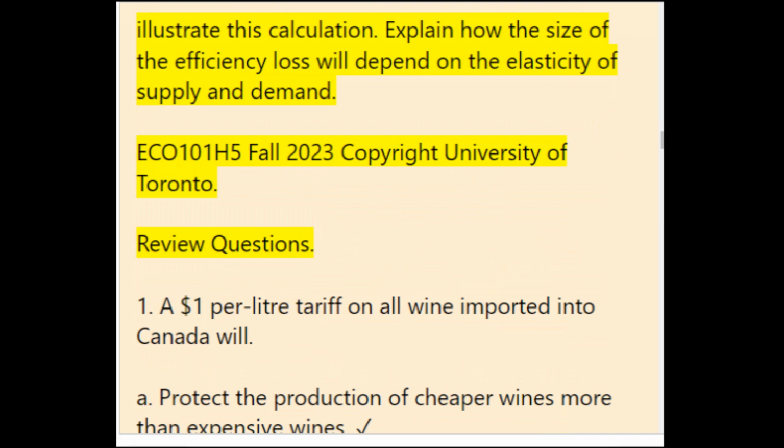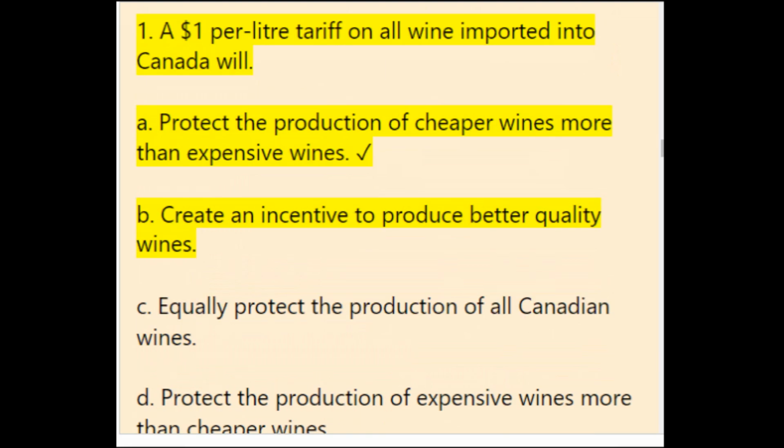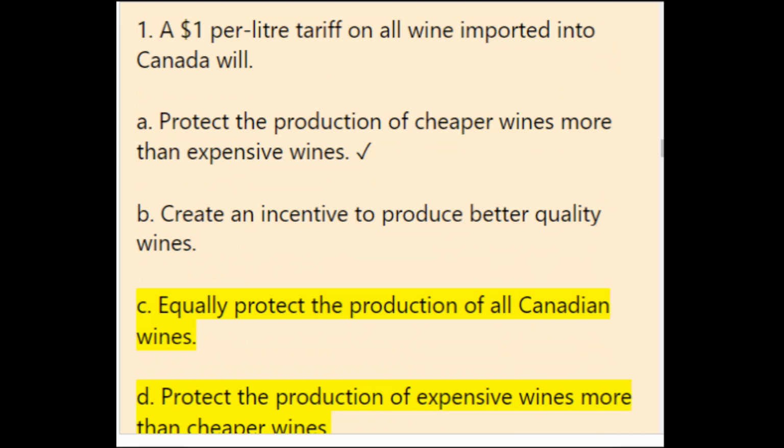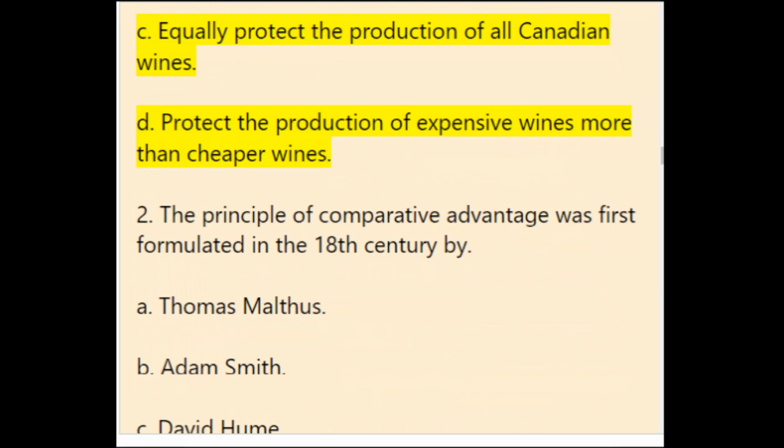Review questions. 1. A $1 per liter tariff on all wine imported into Canada will A. Protect the production of cheaper wines more than expensive wines. B. Create an incentive to produce better quality wines. C. Equally protect the production of all Canadian wines. D. Protect the production of expensive wines more than cheaper wines.